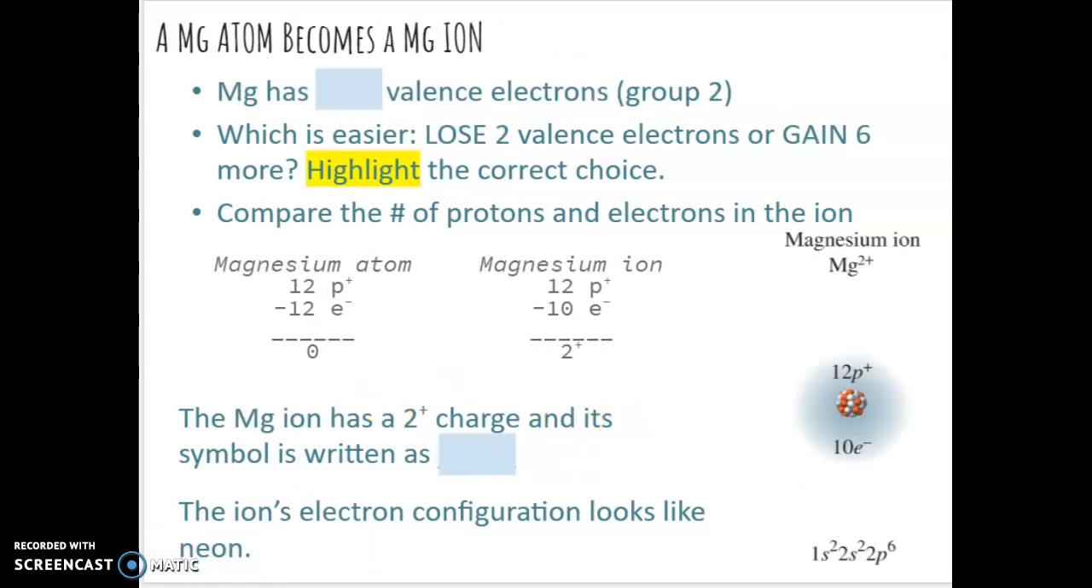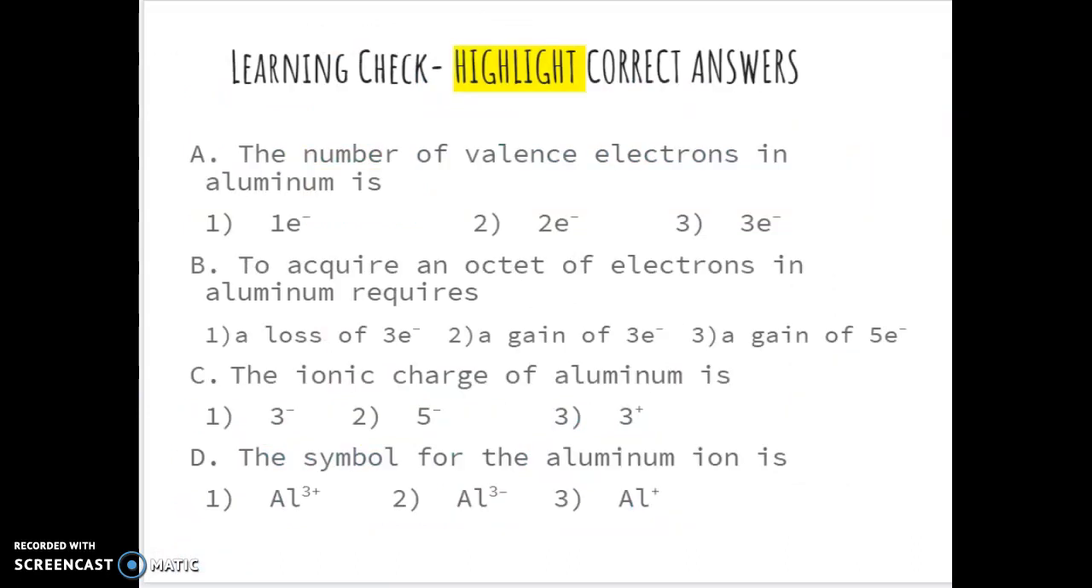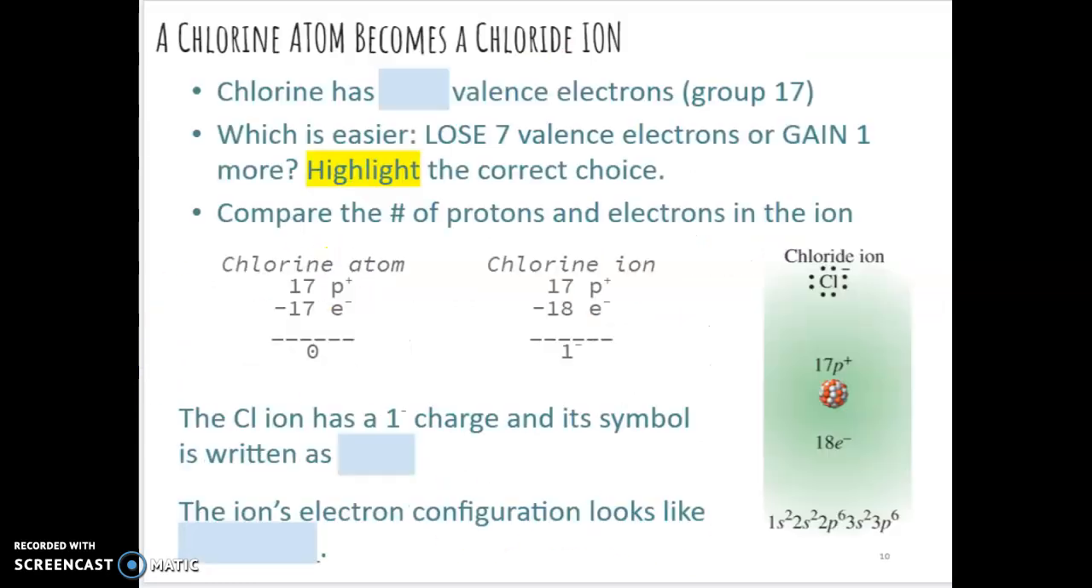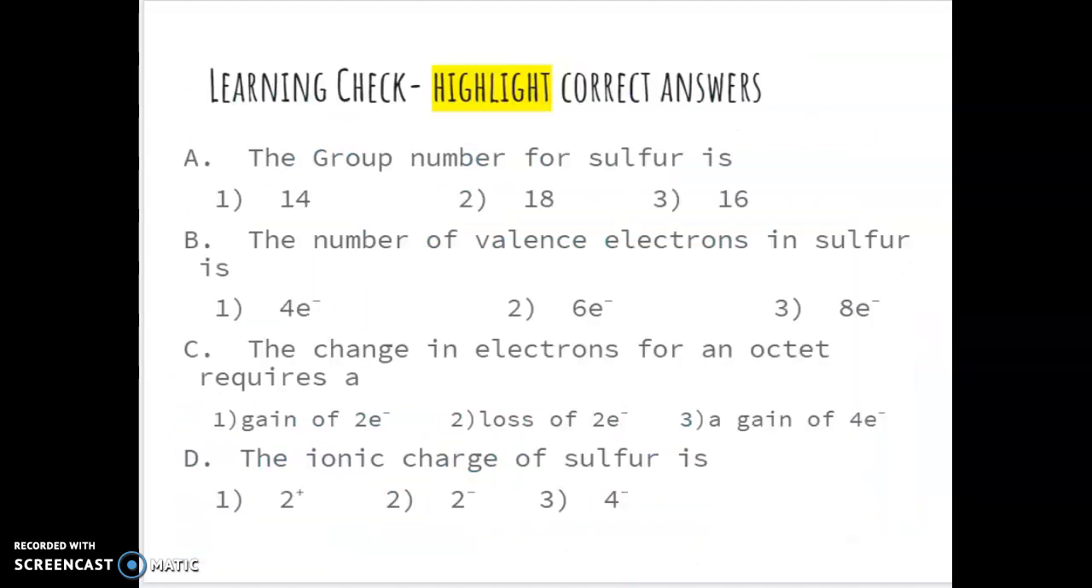You'll continue the same here for magnesium. Do some practice. What are the right answers? The number of valence for aluminum. Aluminum is in group 13. It has 3 valence electrons. So you'd highlight 3 here. And then answer the following questions. Continue with slide 10. Do the same thing as we did for sodium. Slide 11, just more practice. You're just going to highlight the correct answer.